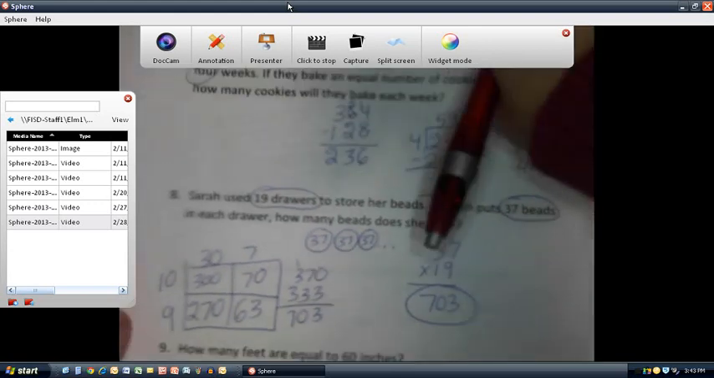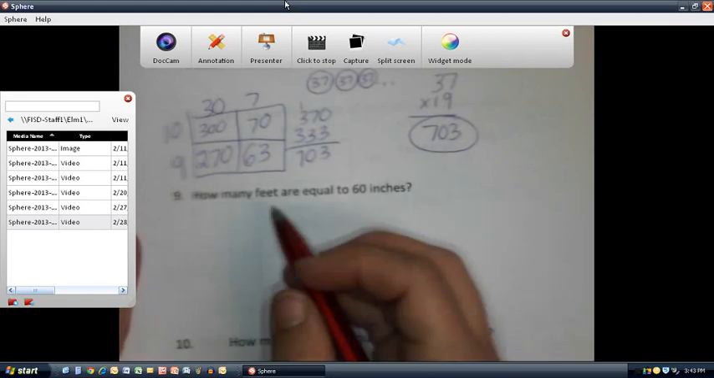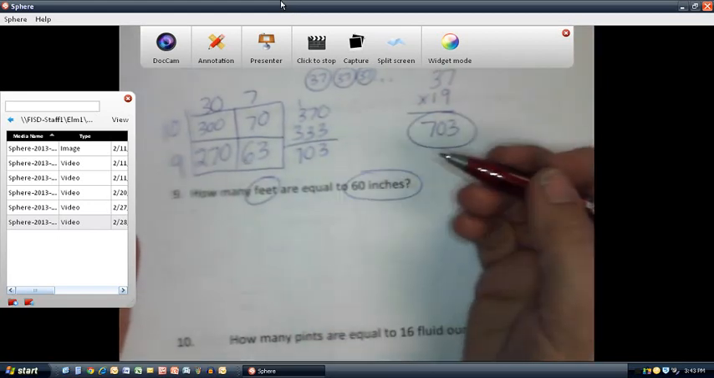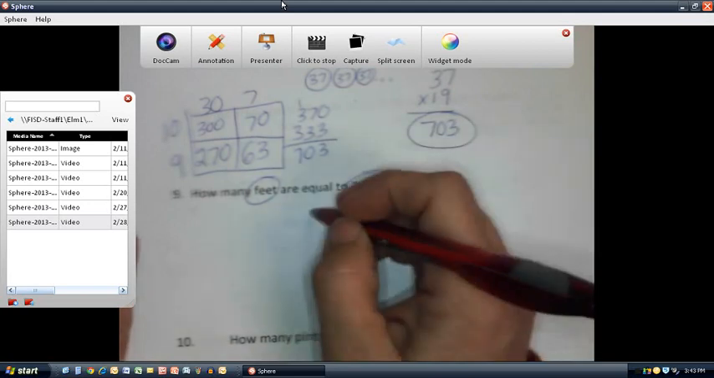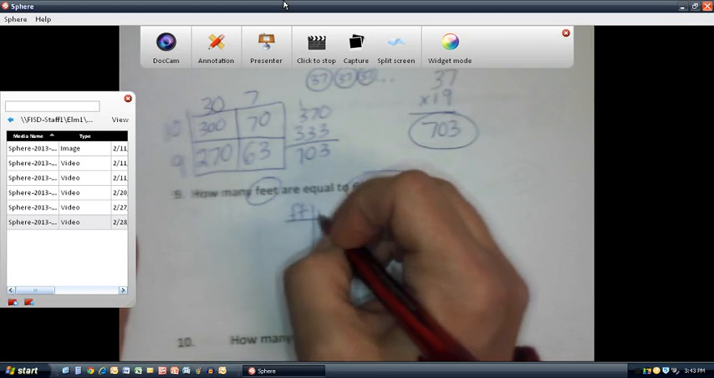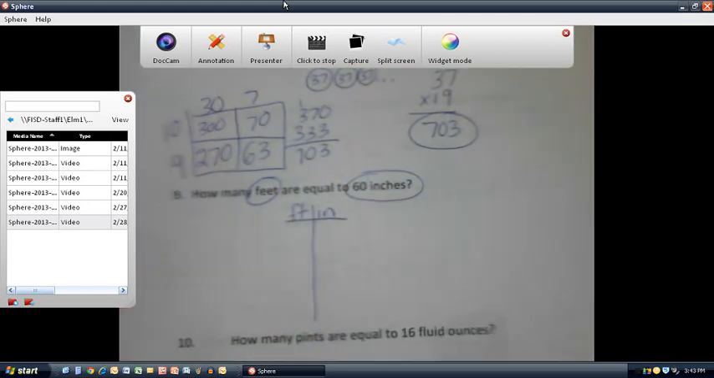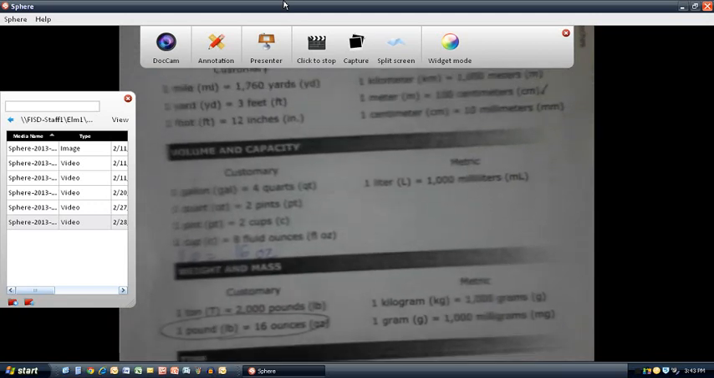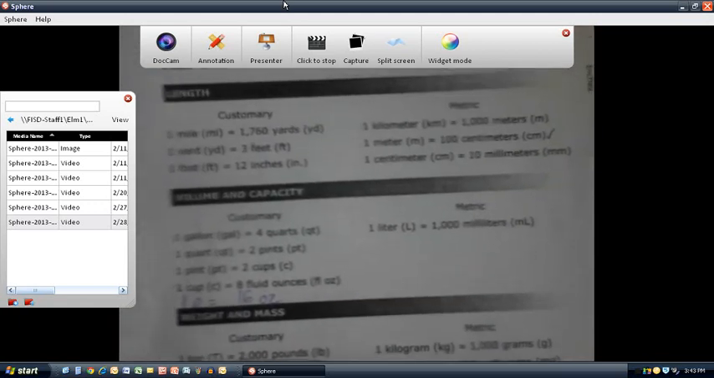Number 9 is a conversion problem. How many feet are equal to 60 inches? And since we are just starting conversions, we're using T-charts. I can have feet to inches, and I get my conversion chart out. Remember, you can use this on the CBA, you can use this on the STAR test. You do not have to memorize any of these things.